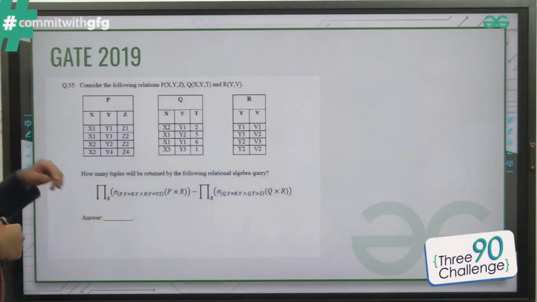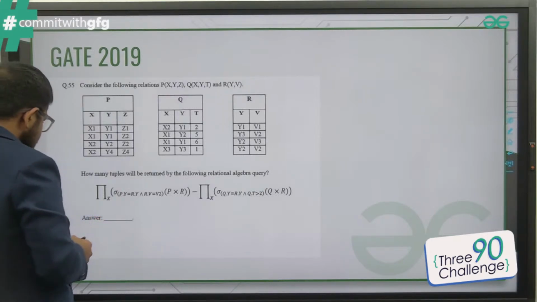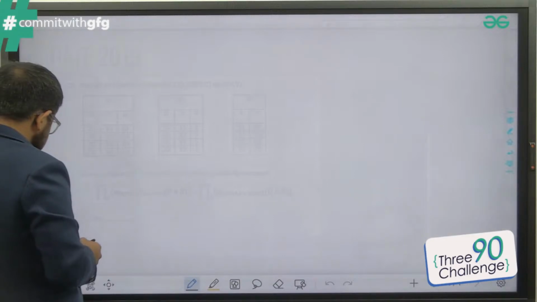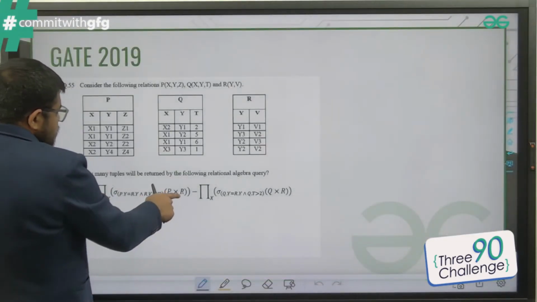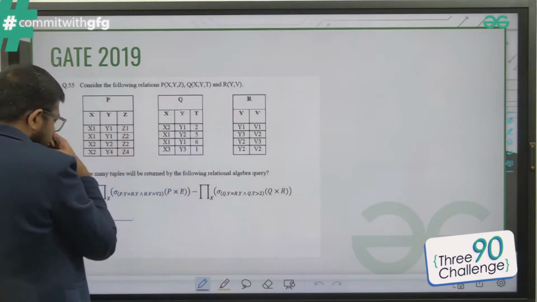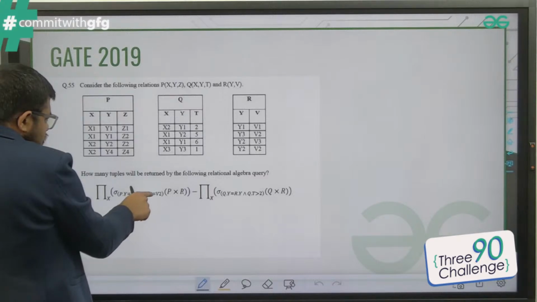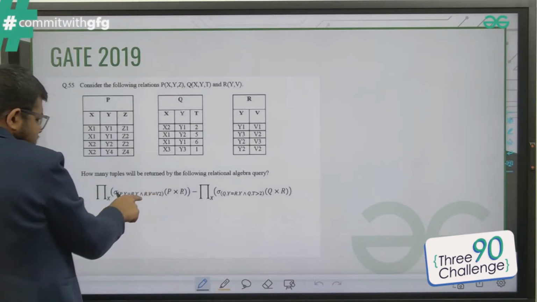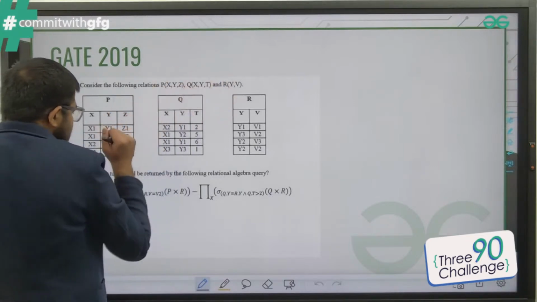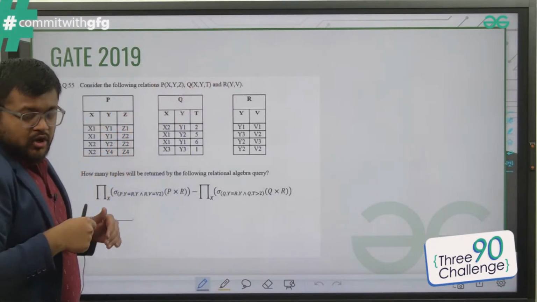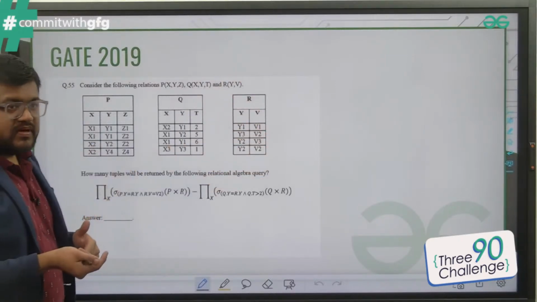So here if I talk about the first query, what does the first query say? First of all, you do cross product of P and R, then you apply the condition, you take only the tuples where R.V is V2, and this is the AND sign, and P.Y equals R.Y. So first of all, you do P cross R. Now please understand here, don't try to generate all the tuples. It will waste a lot of time, and you might also get confused in between and get a wrong answer.